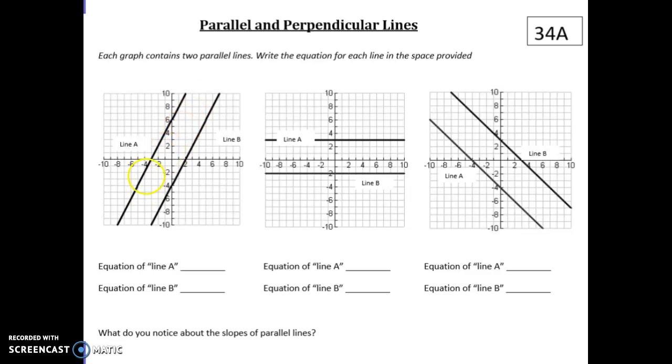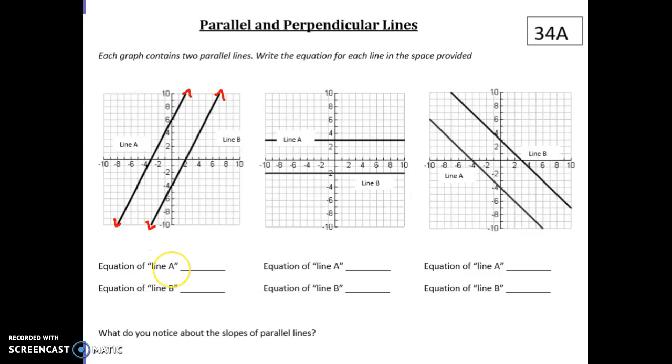If you notice the first example here, we have two lines. They're parallel. If they continued on and on, they would never cross, kind of like train tracks. If you look at the slope of both of these lines, they're both positive, and they're actually the same steepness. So the slope of parallel lines is always the same. The slope of parallel lines are the same.